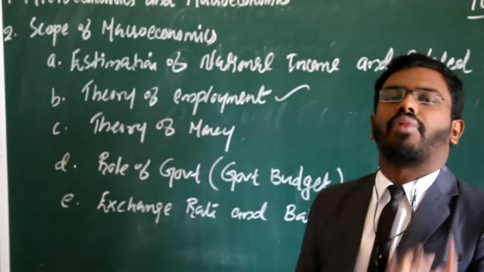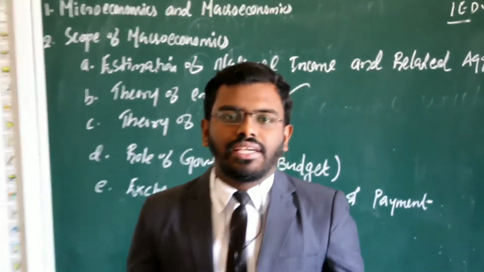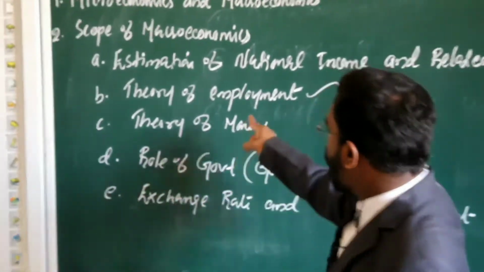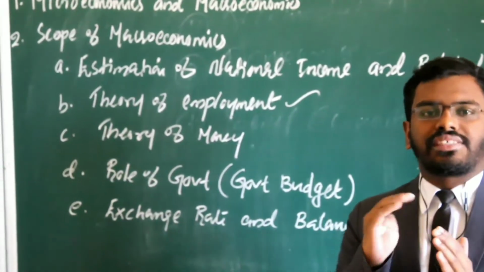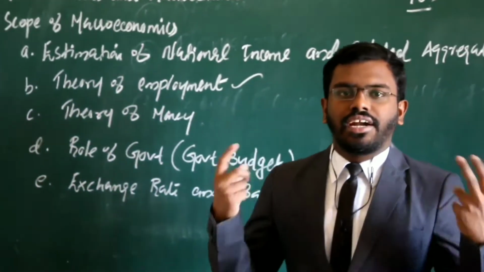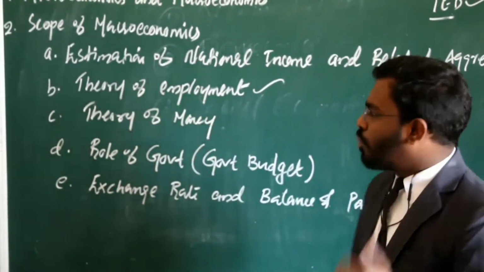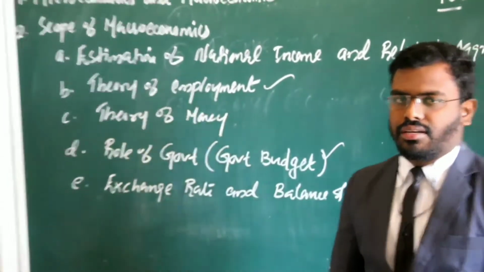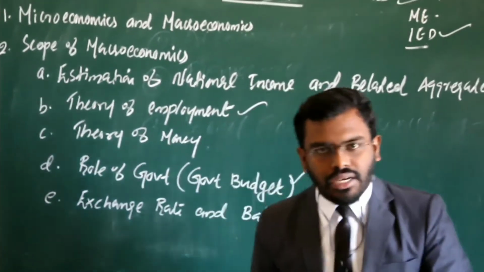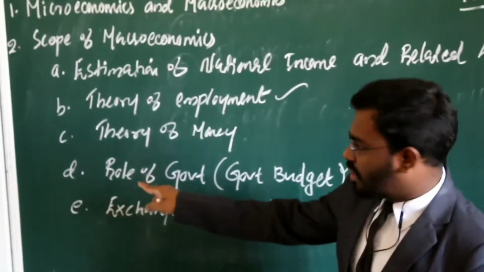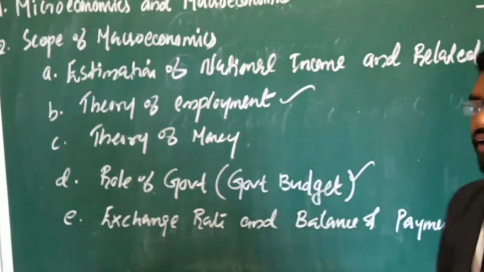Next one, theory of money. What is money? Money is anything which a state declares as money. How money circulates in an economy, what are the components of money supply, and what is demand for money: these are the topics covered under theory of money. Next one is the role of government or government budget. For what purpose is the government preparing a budget and what are the objectives of the government budget, these topics are covered under it.